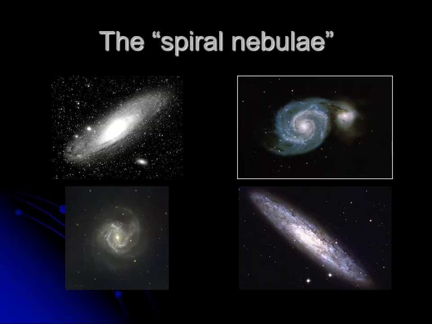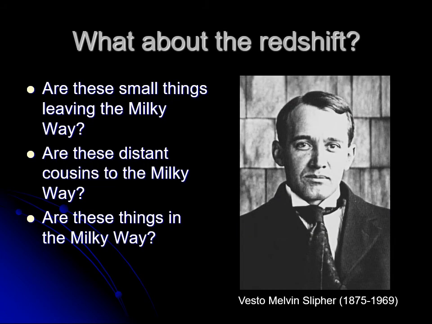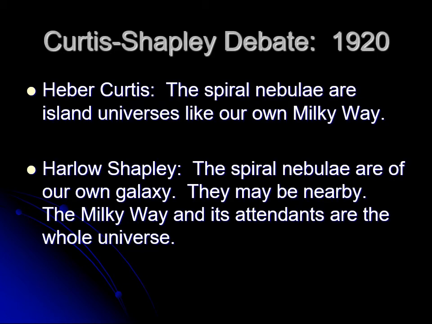That still leaves a question about what those spirally things out there are. And there's a bunch of them out there. Again, Vesto Slipher insisted that they were actually outside the galaxy. Other astronomers started going with what Slipher was thinking, that they might actually be galaxies in their own right, similar to our own Milky Way. And this led up to the Curtis-Shapley debate.